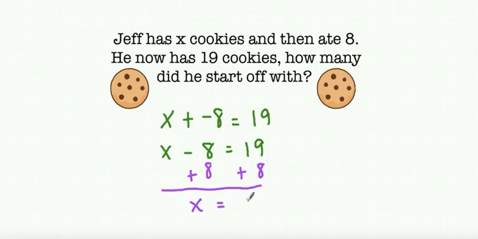X is equal to 19 plus 8. 9 plus 8 is 7, bring up the 1. 1 plus 1 is 2. 27. So he started off with 27 cookies. If we wanted to go back and check, we would do 27 minus 8 is equal to 19. We can certainly substitute it into the first one as well, and it should give us the right answer. However, this is enough. And since this is correct, we know that he started off with 27 cookies.